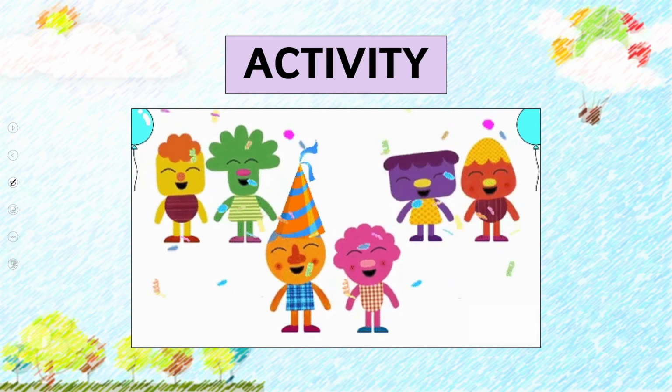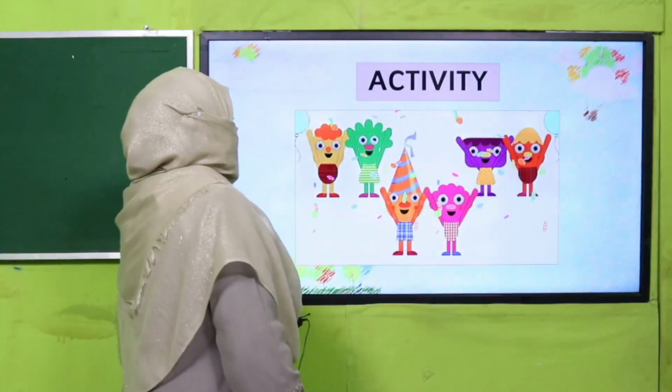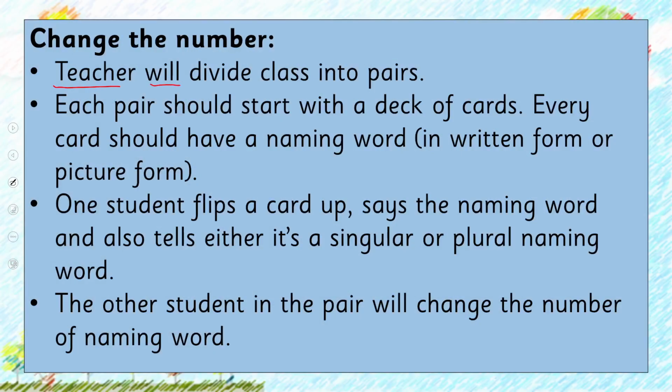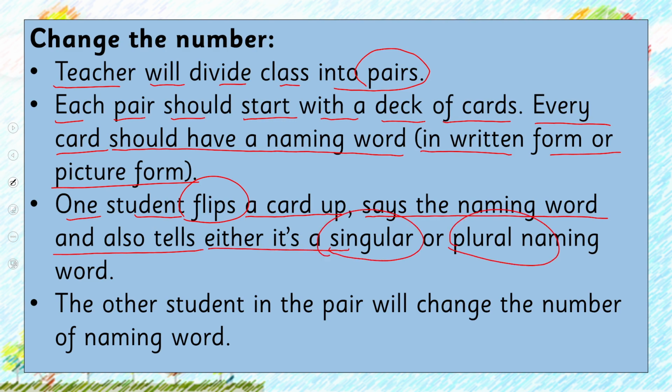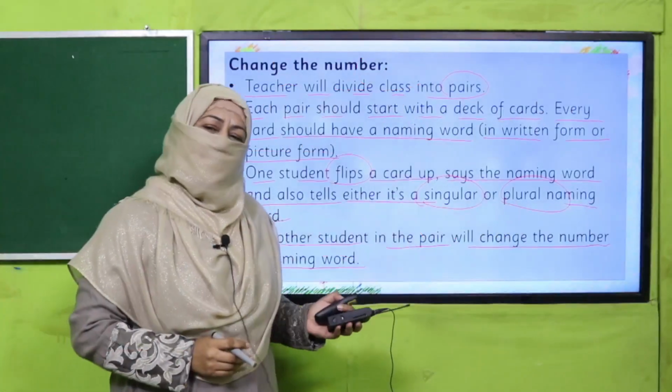Okay, so let's practice it through an activity. What we are going to do? Teacher will divide class into pairs. Each pair should start with a deck of cards, and every card should have a naming word in written form or picture form. One student flips a card up, says the naming word, and also tells either its singular or plural naming word. The other student in the pair will change the number of the naming word, right? So pause the video, enjoy the activity, and then come back.